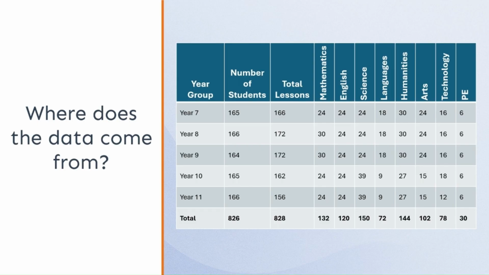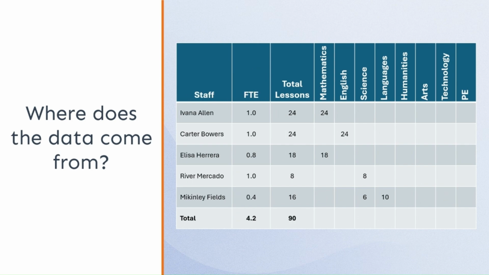You'd use a similar spreadsheet for your staffing. List each teacher, their FTE and how many lessons they teach. From this, you can calculate your total FTE and the total number of teaching periods delivered. From the combination of these two tables, you can work out which subjects need more or less staff.